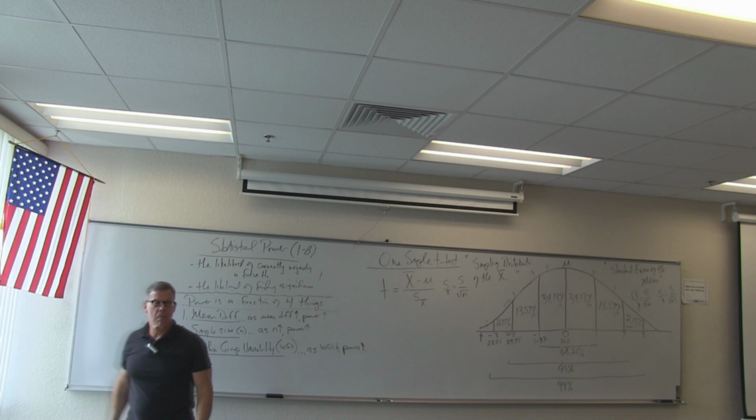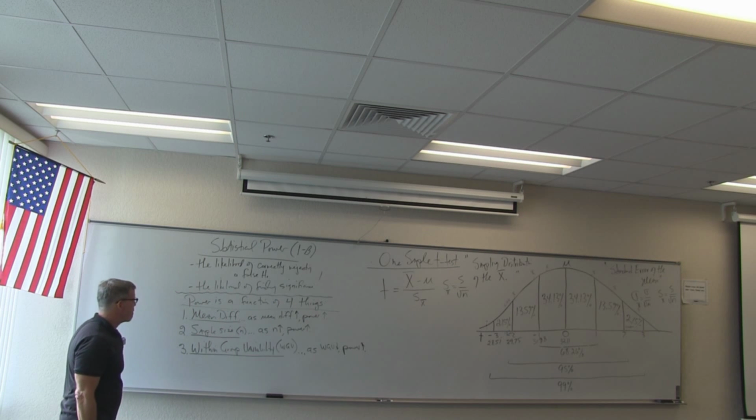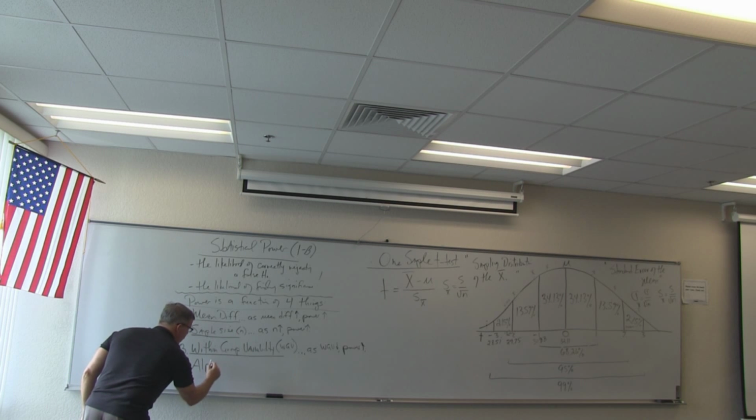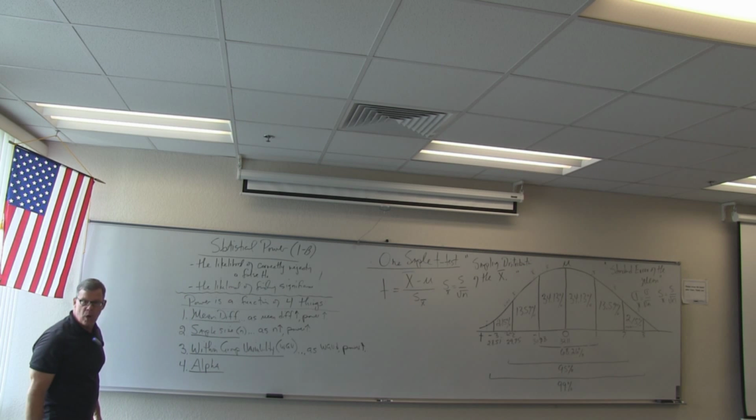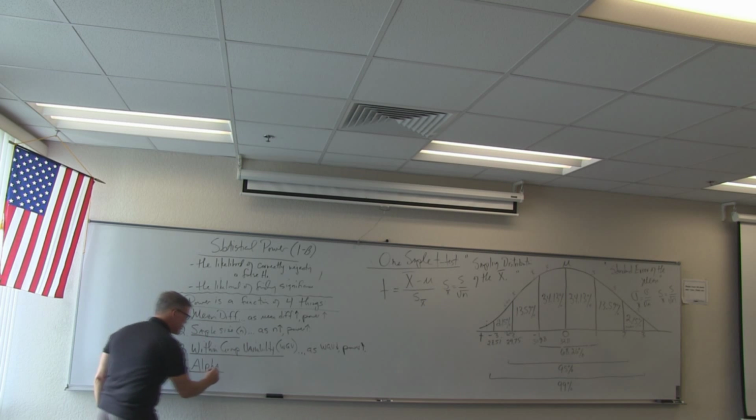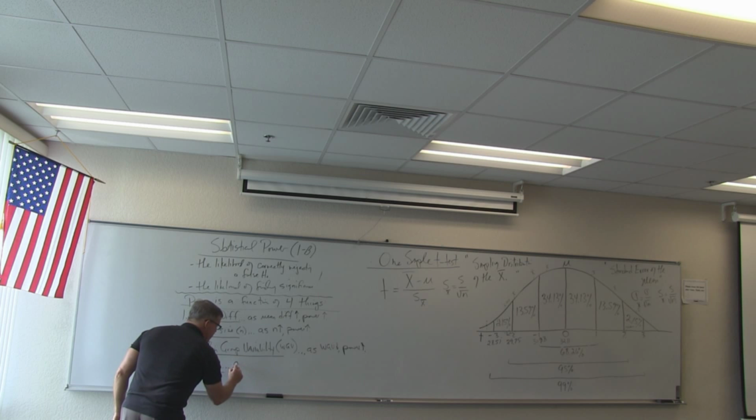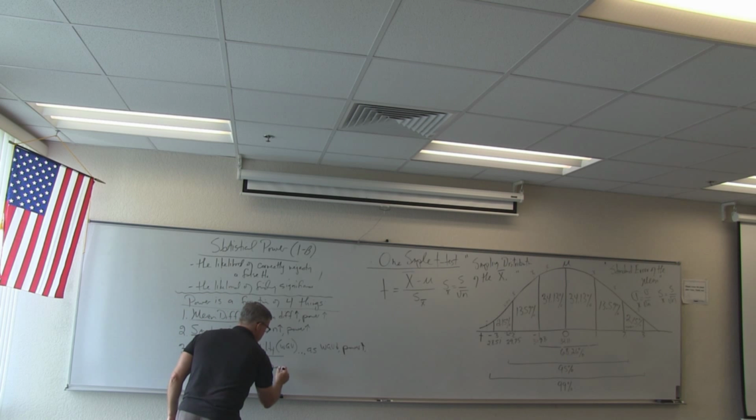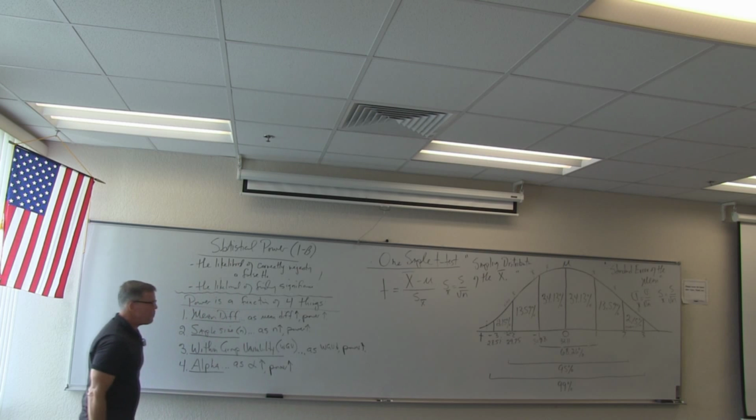And finally, our fourth element of power is just good old alpha. That likelihood that I've committed a type 1 error. And we can say as alpha increases, power increases. What do I mean by this?